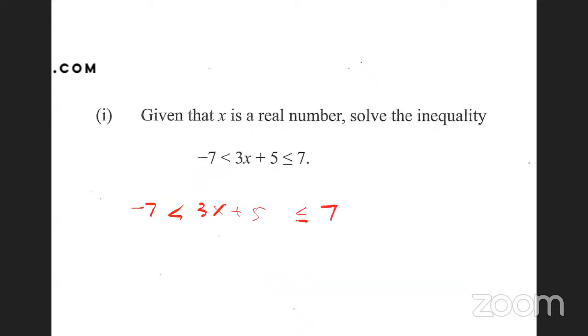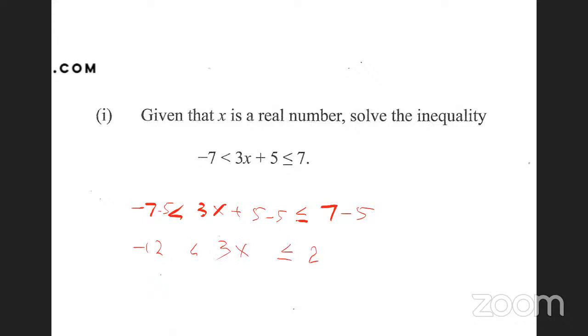How do I get rid of the plus 5 here? Minus 5, right? Plus 5 minus 5 is 0. So that's where the minus 5 comes from. If I minus 5 here, minus 5 here and minus 5 here, I'll be left with minus 12 is less than 3x is less than or equal to 2.